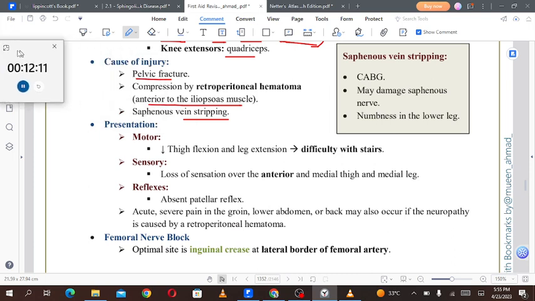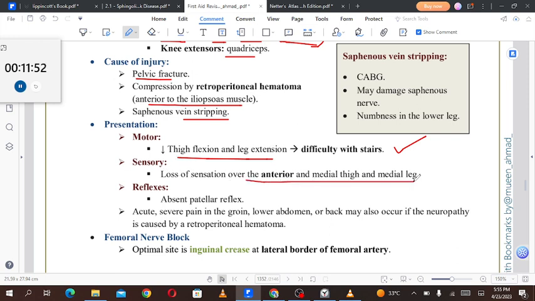The presentation will be loss of the cutaneous and the motor supply. Definitely, motor loss will lead to decreased thigh flexion and leg extension, and difficulty moving upstairs, because we need flexion of the hip joint to move upstairs. Also with coming downstairs, we need that. Sensory innervation: loss of sensation over the anterior and medial thigh and medial leg. Reflexes: there will be absence of the patellar reflex.